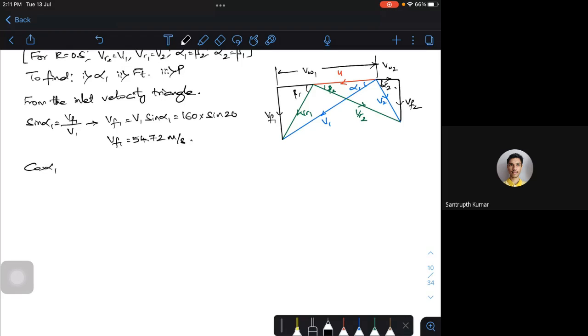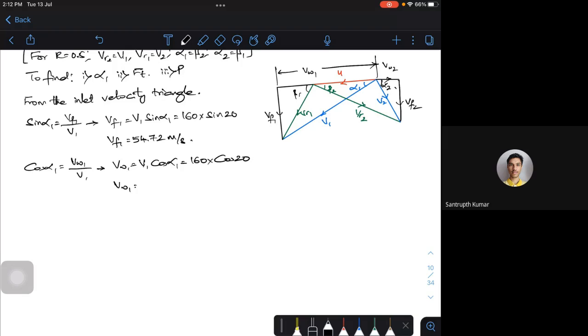Cos alpha 1. See, these trigonometric principles, what I am trying to do, remain the same in almost all the velocity triangle problems. In a few cases only, it may change, whenever the direction changes, VW1 and VW2 both are changing, then the angles may change. Otherwise, whatever the velocity triangles are drawn, this is what you should be able to write properly. So cos alpha 1 is equal to VW1 by V1, or VW1 is equal to V1 cos alpha 1, that is 160 into cos 20.